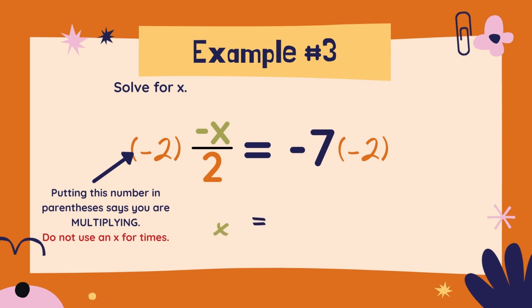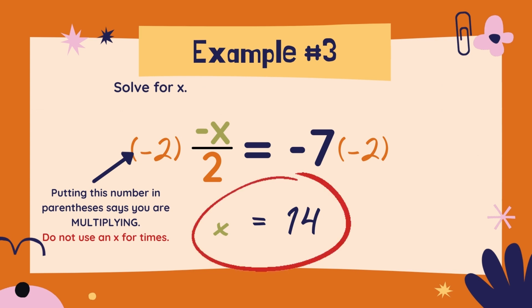On the left side, we have just x. That's because the negative times a negative is a positive, and the fact that we're multiplying by 2 undoes the divided by 2. On the right side, -7 times -2 is positive 14. So our solution is x equals 14.